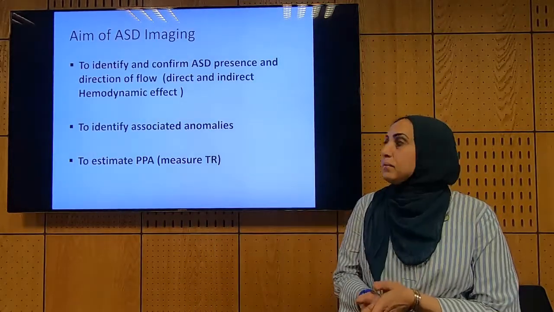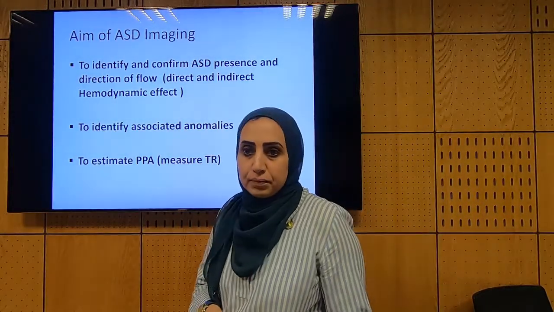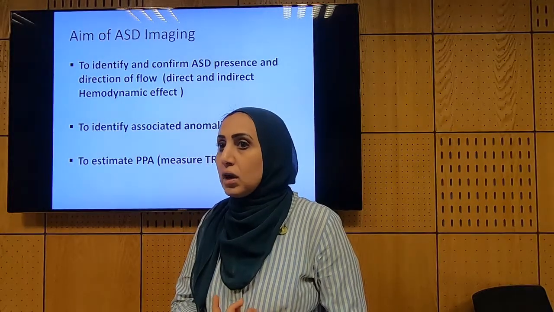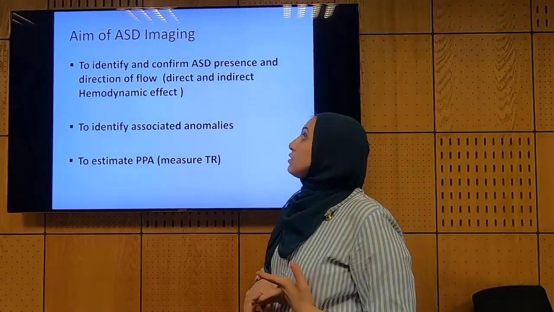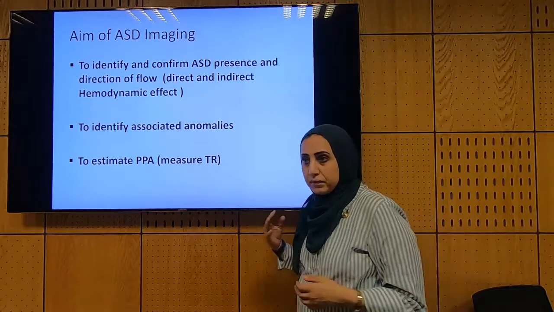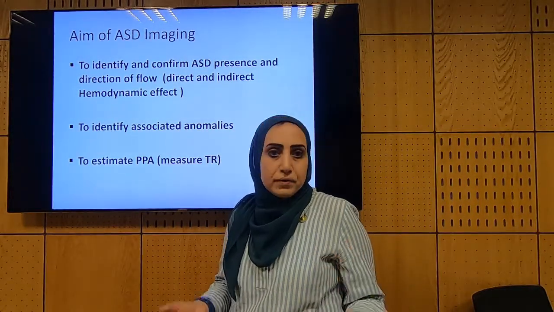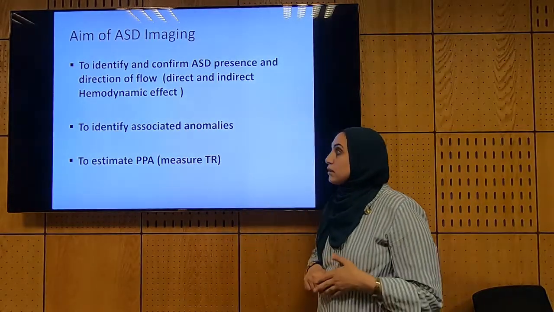Actually, we could summarize them in 3 points. First of all, we have to confirm that there is an ASD. And how many ASDs do we have? How many? 4 types. So it should be one of the 4 types. So we have either to directly visualize the ASD, or to find an evidence that there is an ASD. And we will see later how to find that.